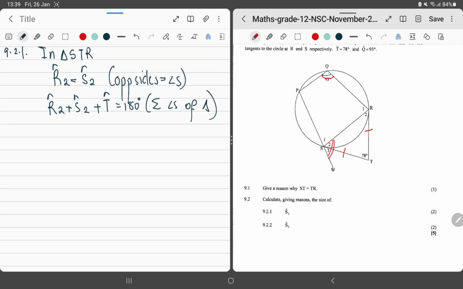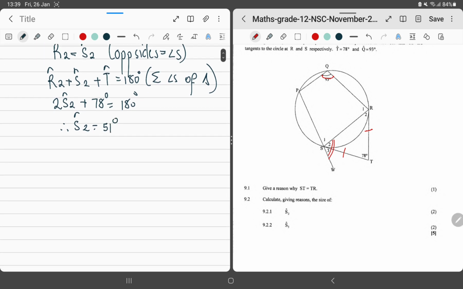And then R2 we said is equal to S2. So here I'm going to have 2S2 plus 78 equals 180 degrees. So S2 is equal to (180 minus 78) over 2. That's 51 degrees.